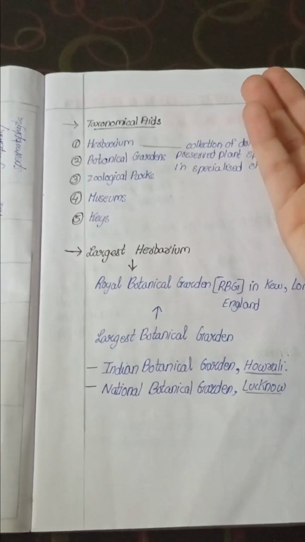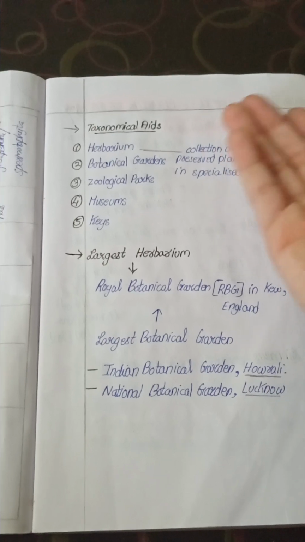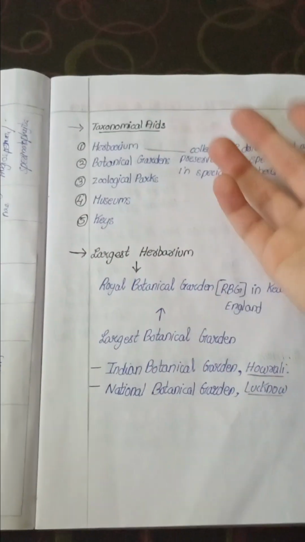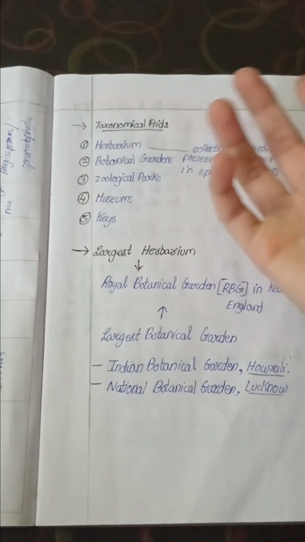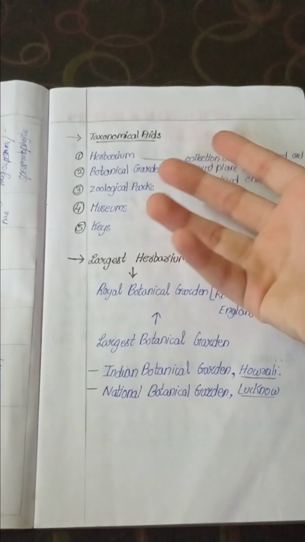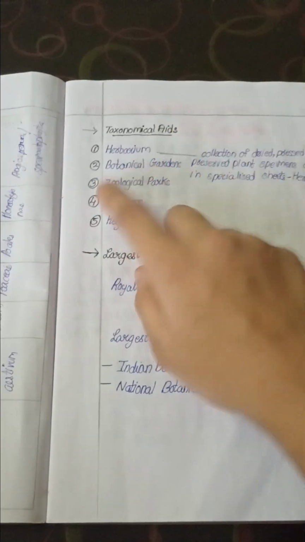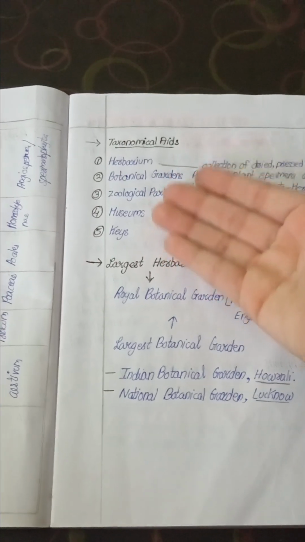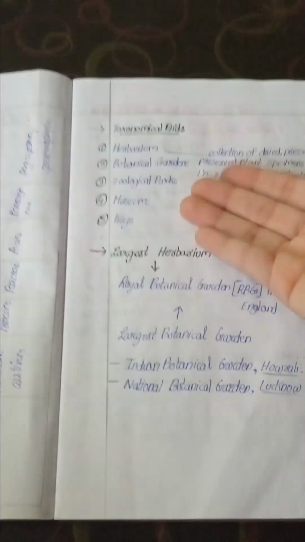Botanical gardens are gardens which tell us about botany-related stuff like plants and all. Zoological parks are like animal zoo parks, national parks, etc. Museums are where they keep old pieces, old specimens and all. Keys, I don't know exactly, but I guess they are also places where they preserve plants.